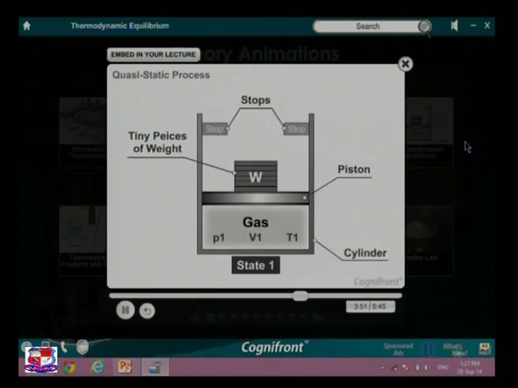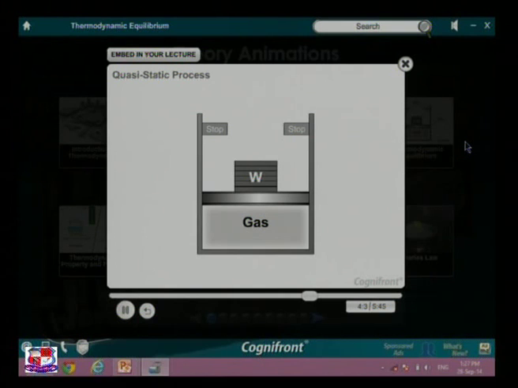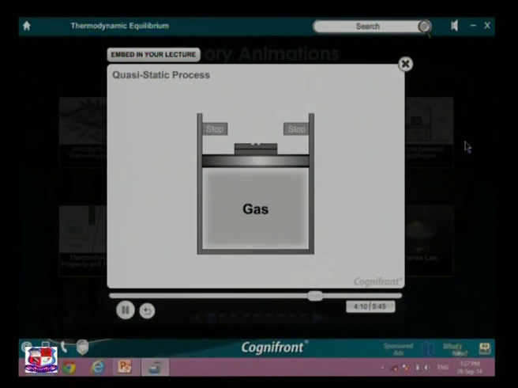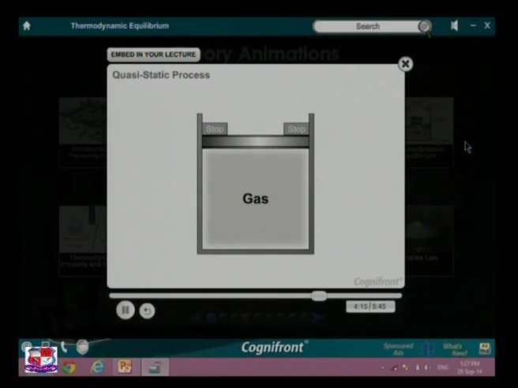Now, in the above case, we will replace the single weight on the piston with numerous tiny pieces of weights. Let us remove the weights one by one very slowly from the top of the piston. As you can see, the gas expands slowly and it passes through a large number of thermodynamic equilibrium states. Thus, the system reaches state 2.